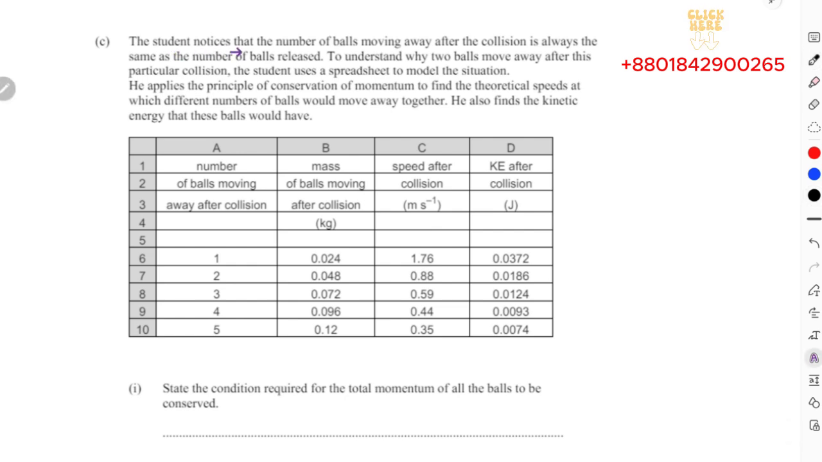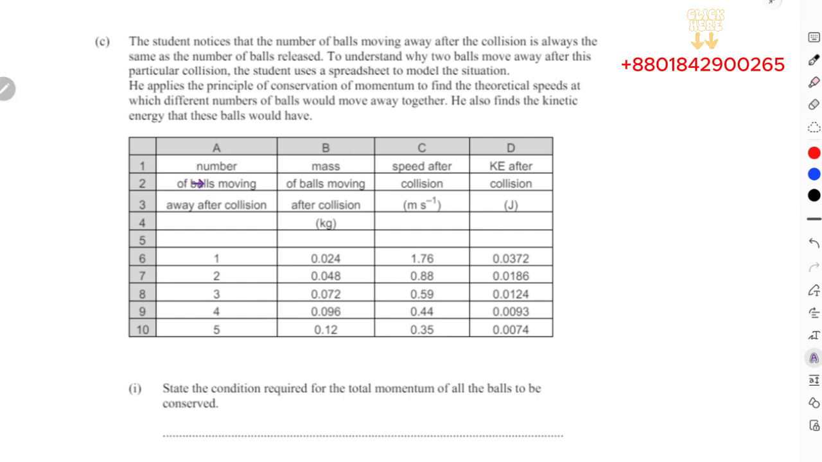Part C says that the student notices that the number of balls moving away from the collision is always the same as the number of balls released, which means that if you're going to move away two balls, then obviously on the other side, after the collision, only two balls will be projected away. So to understand why two balls move away after this particular collision, the student uses a spreadsheet to model the situation. He applies the principle of conservation of momentum to find the theoretical speeds of each different number of balls would move away together, and he also finds out the kinetic energy these balls would have. So this is your spreadsheet.